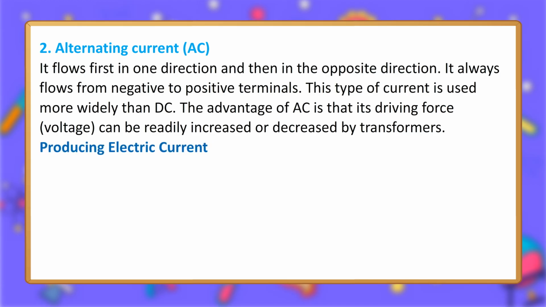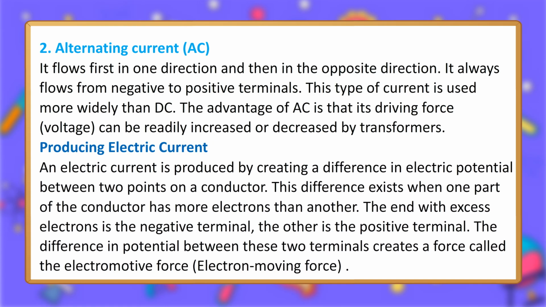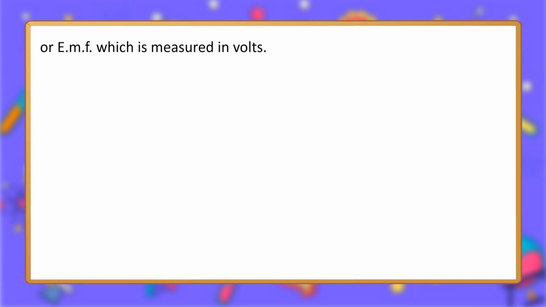Producing electric current. An electric current is produced by creating a difference in electric potential between 2 points on a conductor. This difference exists when one part of the conductor has more electrons than another. The end with excess electrons is the negative terminal, the other is the positive terminal. The difference in potential between these two terminals creates a force called the electromotive force, electron moving force, or EMF, which is measured in volts.